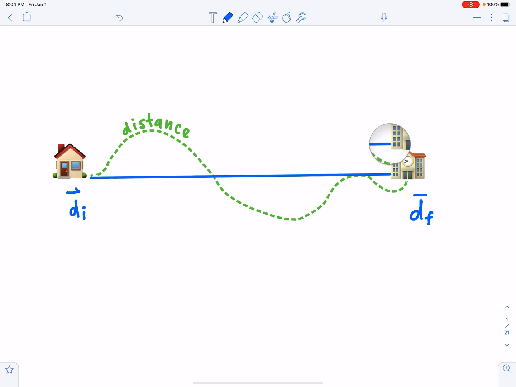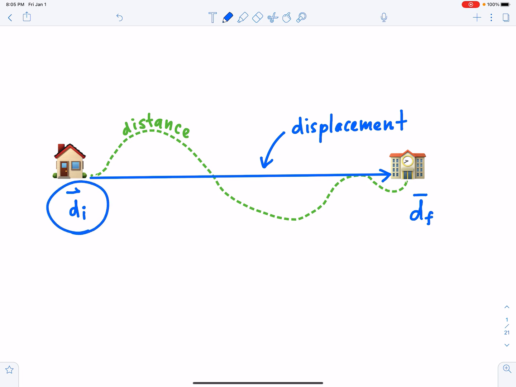This straight line path with the direction tells you the displacement of the object or individual. It's the change in position. He started here and ended up here. So displacement is the straight line distance between these two, and we give it the symbol delta D with an arrowhead on top.